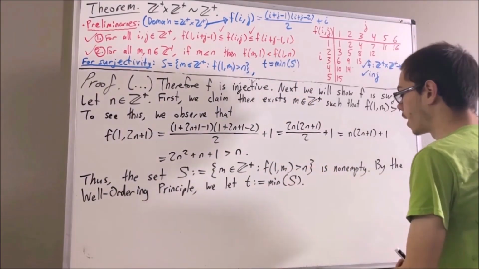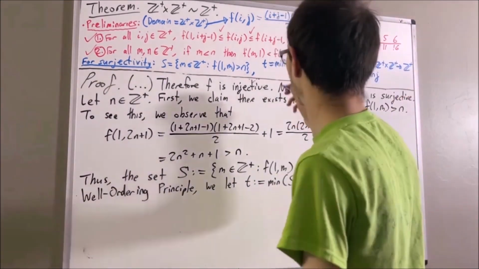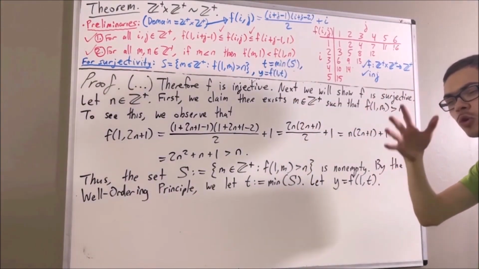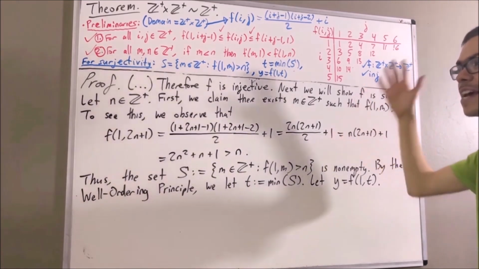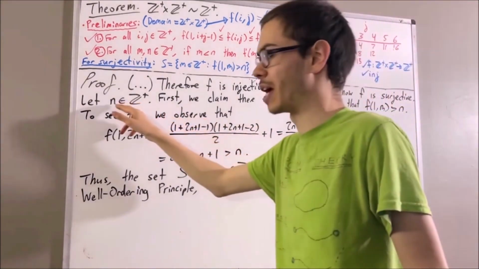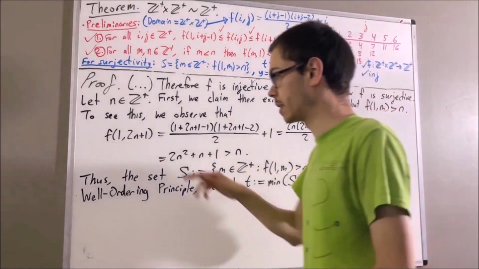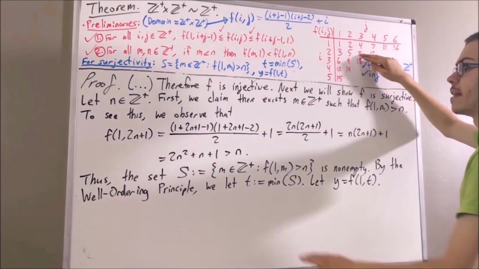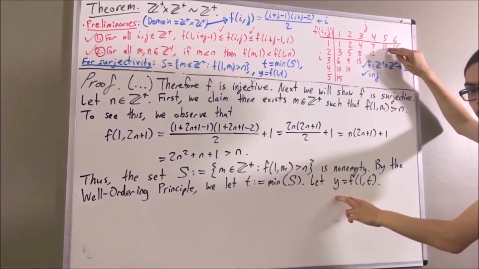And we're going to let y equal f of 1 comma t. Now, we're ready to figure out the ordered pair of positive integers i comma j such that f of i comma j is equal to n. And to see what that ordered pair would be, let's consider, for the sake of argument, that n is equal to 8. Then t is equal to 5 and y is equal to 11.